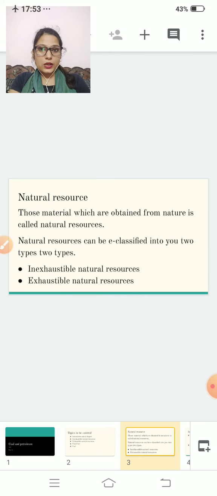And those materials which are made by man are known as man-made materials. Examples of natural resources are air, water, coal, petroleum. These all are examples of natural resources. Why? Because we obtain these from nature, and that's why they are called natural resources.